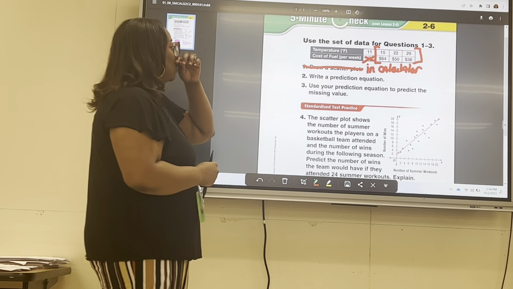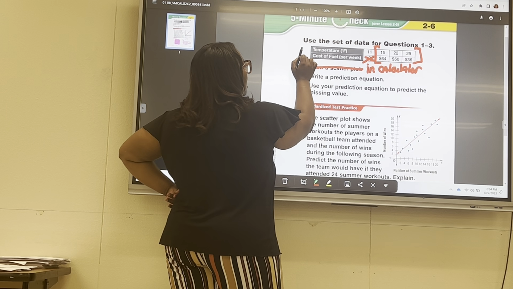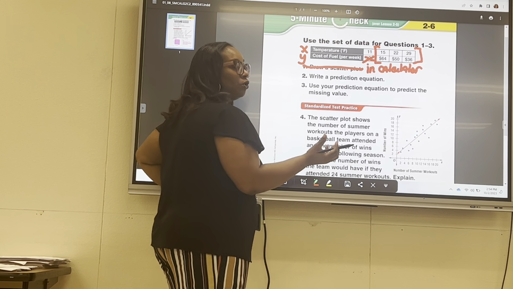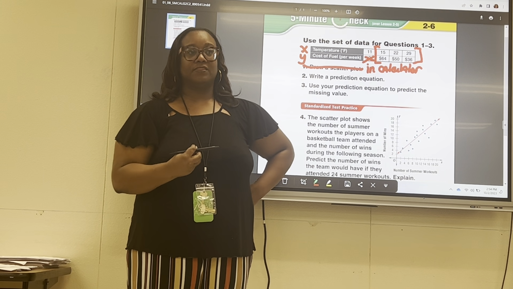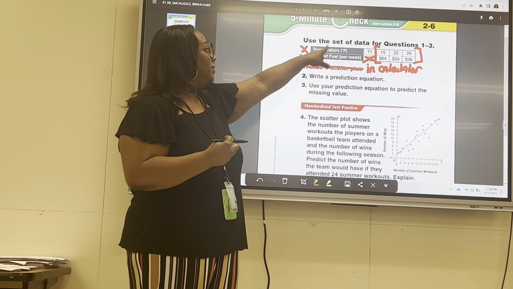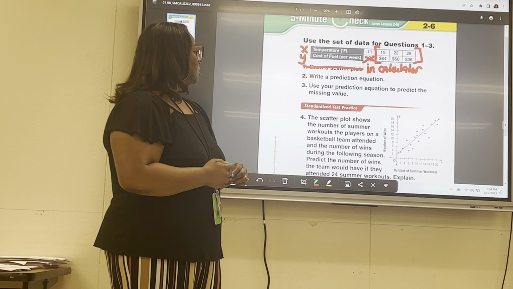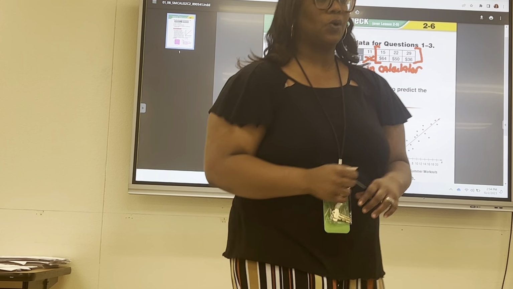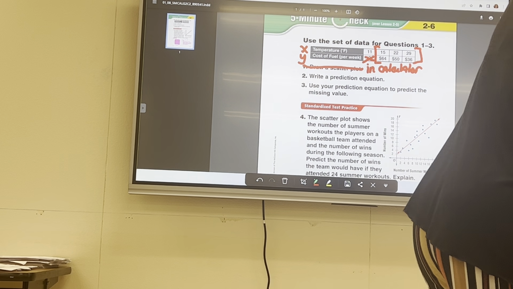All right, so I'm going to enter this in. My x column is at the top, is going to be my temperature. My y column is going to be my cost in fuel, because that's going to be the output. That's going to be my result depending on what the temperature is. All right, so now it wants me to use the prediction equation. I'm going to walk you through how to input lists and spreadsheets.